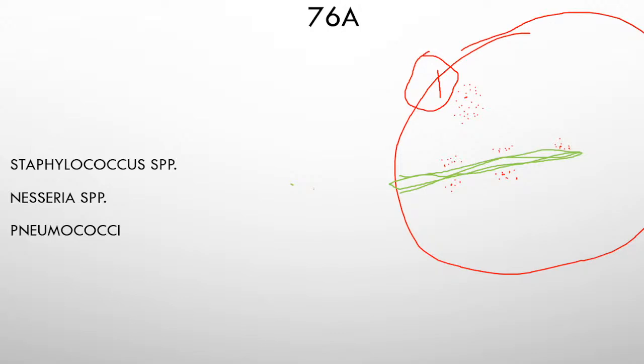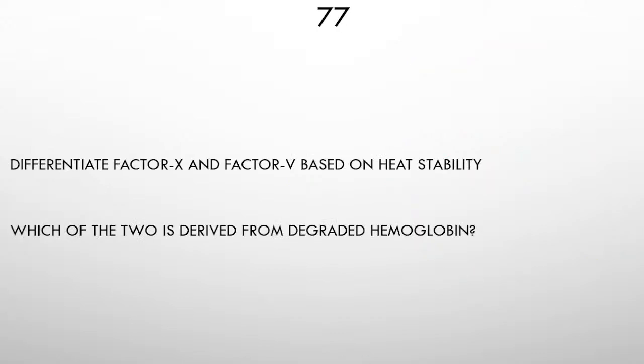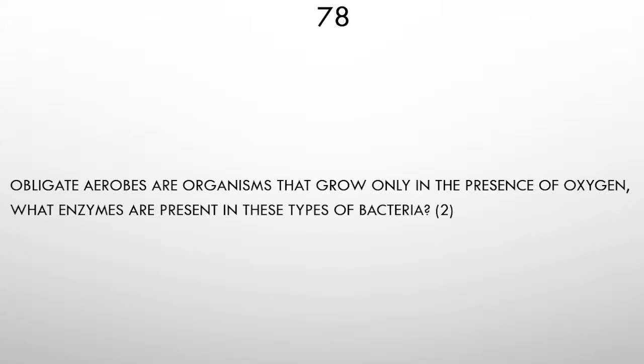All right. So that's how we usually demonstrate satellitism. We can move on to the next one. All right, so differentiate factor X and factor V based on heat stability. Which one is much more stable? Of course, the one that can survive the heat from making chocolate agar. That's factor X, heat stable, and factor V is much more labile. That's the only thing that you need to remember.